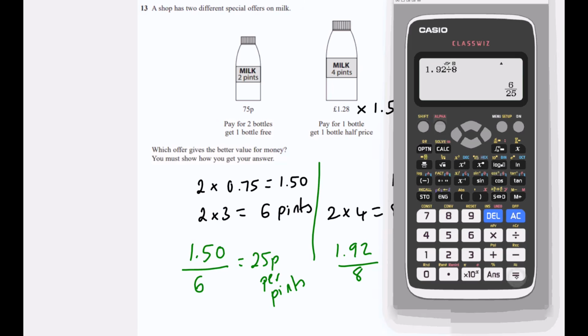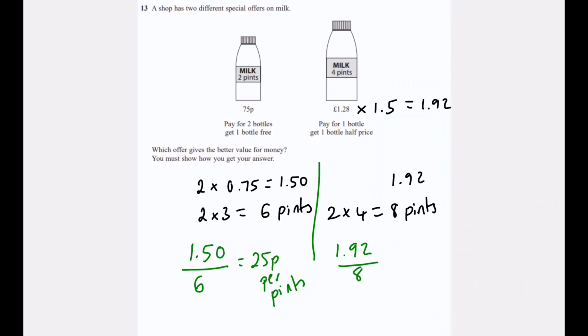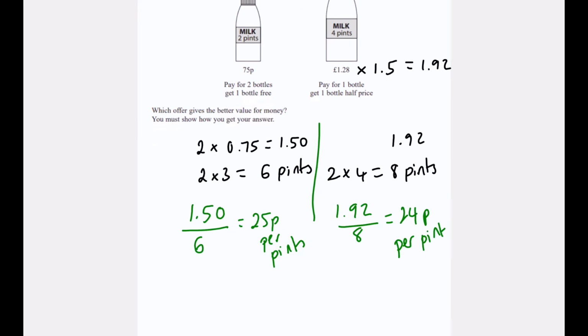Divided by 8 is 24p. 24p per pint. So which is better value for money? Well, 24p per pint is better. So the 4 pints.